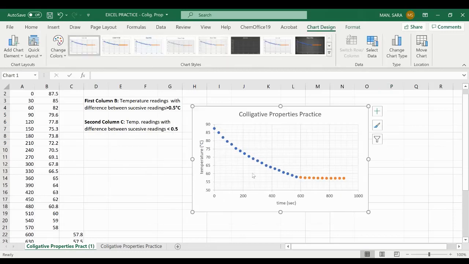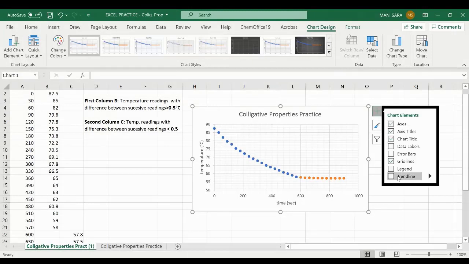The most important is what we need now, that is the trend line. We have to get from this graph the freezing point. In order to get the freezing point, we need to get the trend line. So we are going to find the trend line.